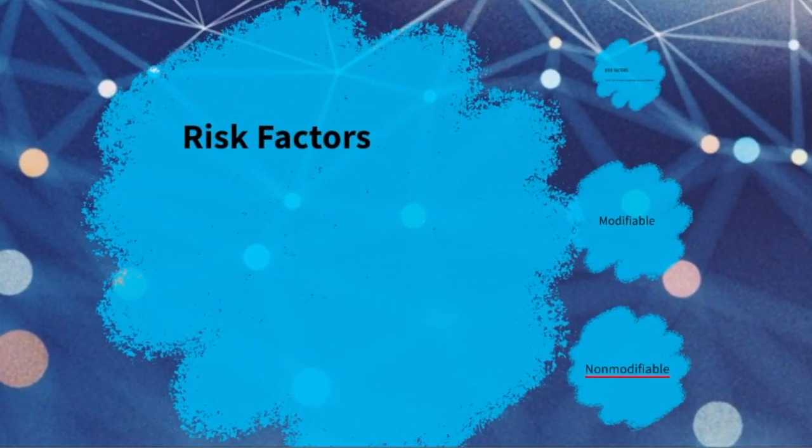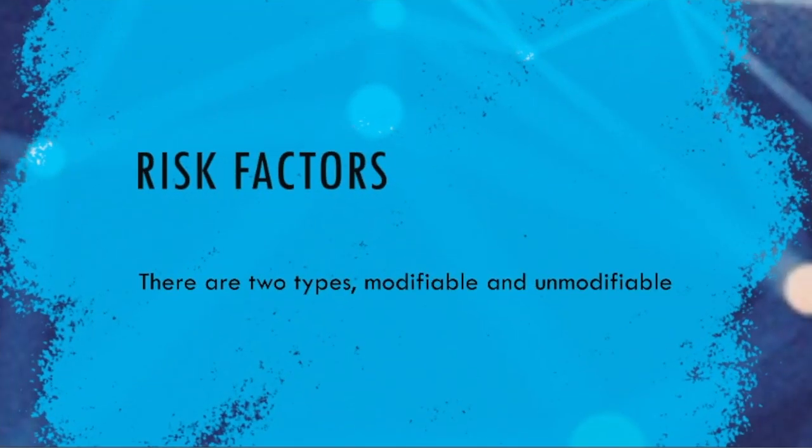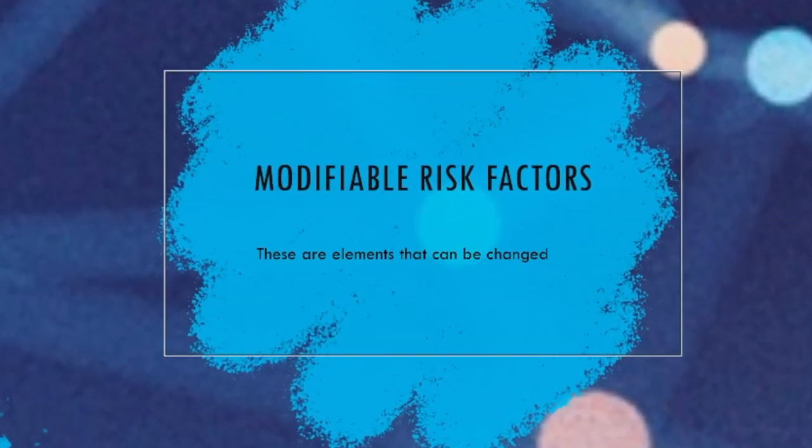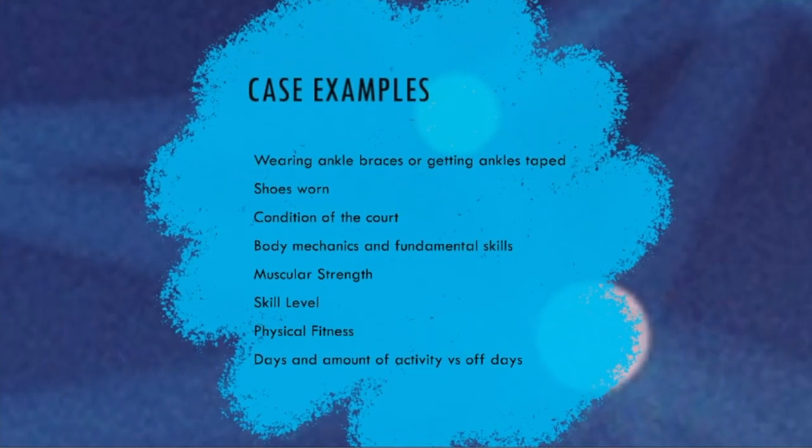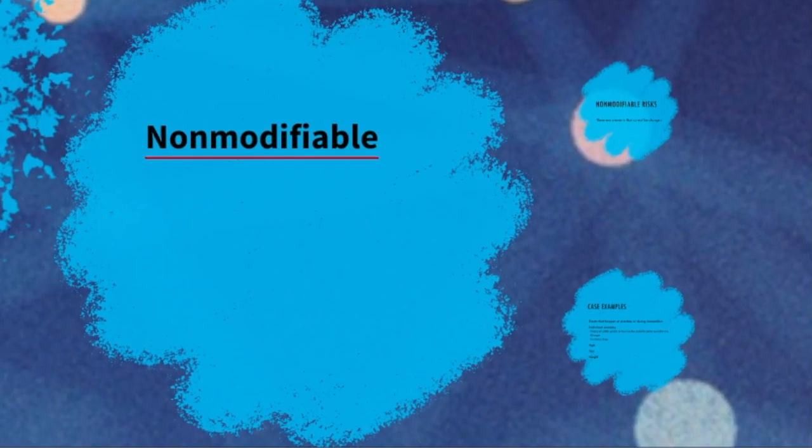Next, I'm going to talk about risk factors. The two that I'm going to touch on are modifiable and non-modifiable. Modifiable risk factors are elements that can be changed. These are things that can be changed within a day or short amount of time by the patient. So things like the shoes worn, the condition of the court, their muscular strength, their skill level, and the other things listed there as well.